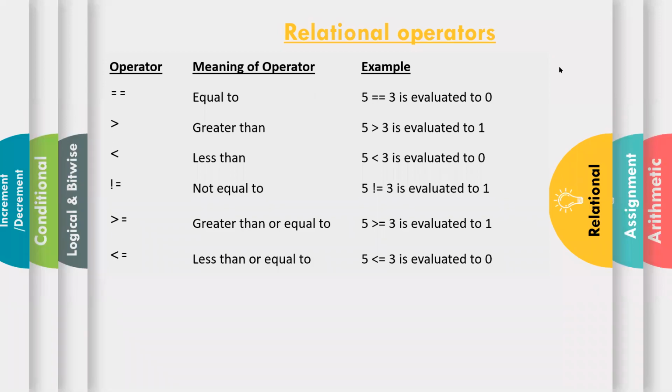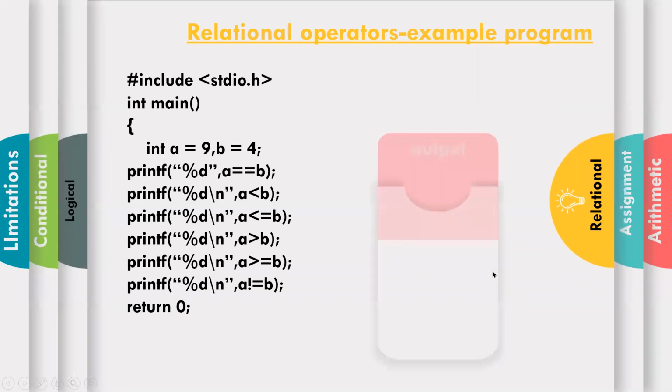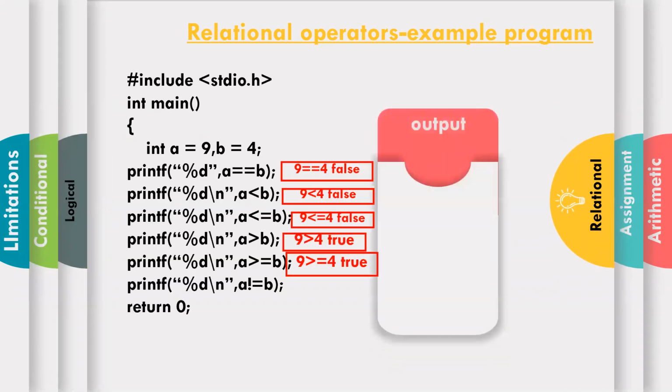Hi everyone. In the last video, we discussed different types of operators. So we discussed arithmetic operators, assignment operators, and relational operators. So these are the relational operators. And we also completed one example program. And now we discuss some other operators. So the next operators are logical operators.